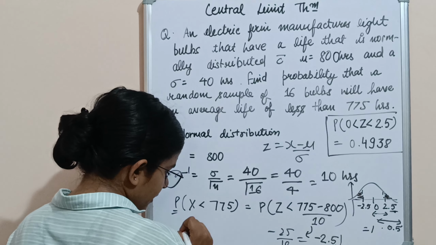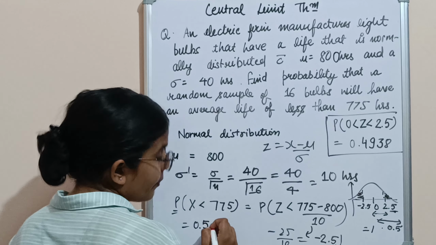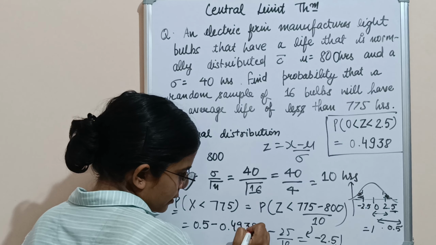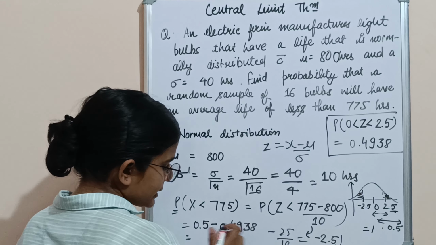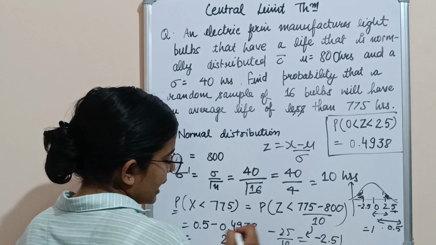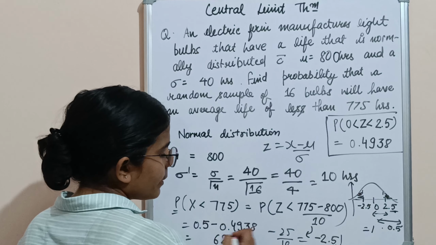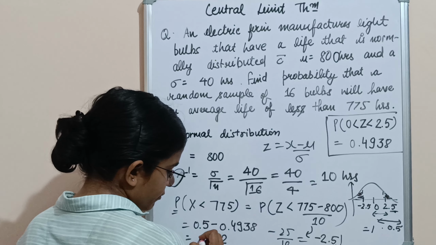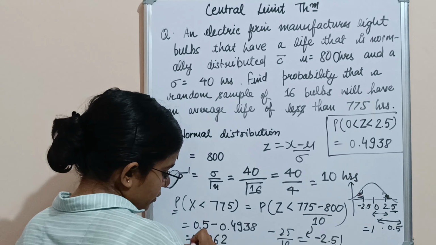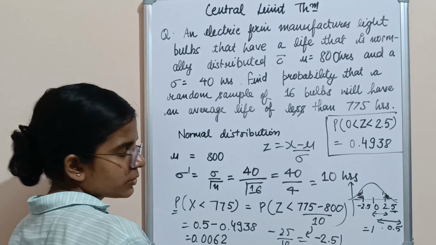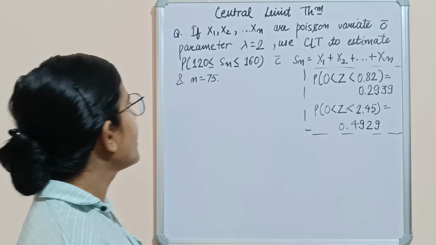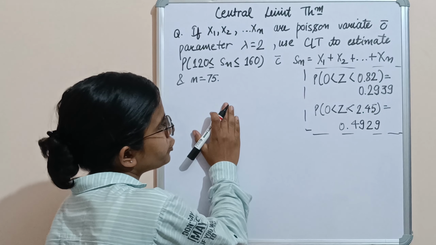So this will be 0.5 minus 0.4938. So 10 minus 8 is 2, 9 minus 3 is 6, 9 minus 9 is 0, 4 minus 4 is 0. So this will be 0.0062. This is our answer.